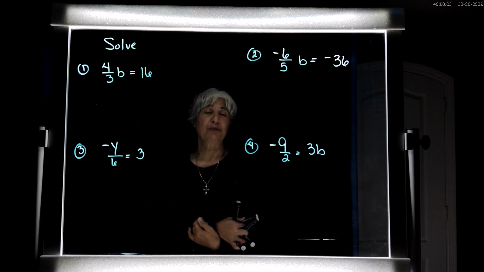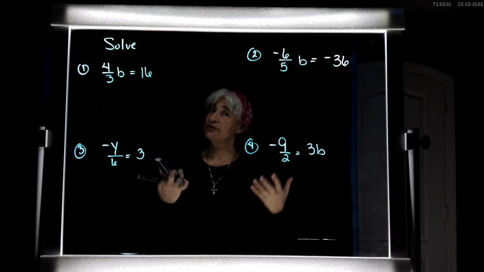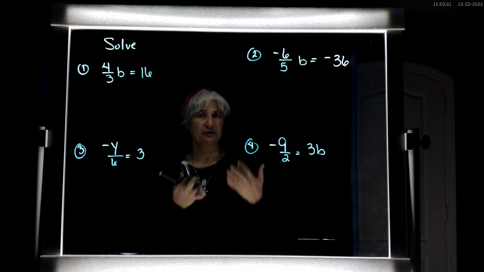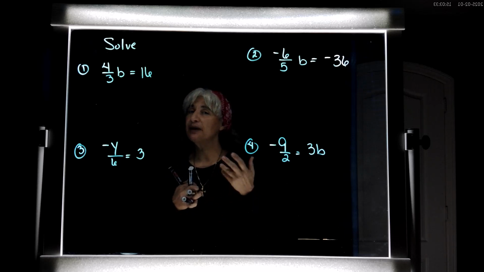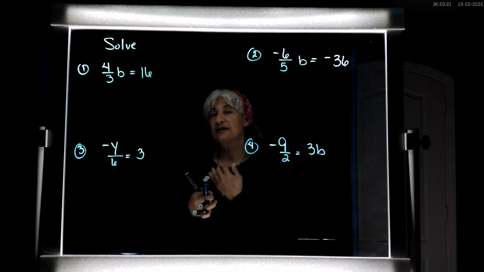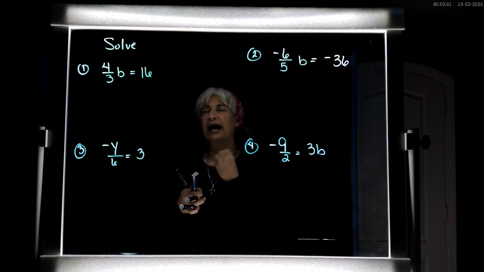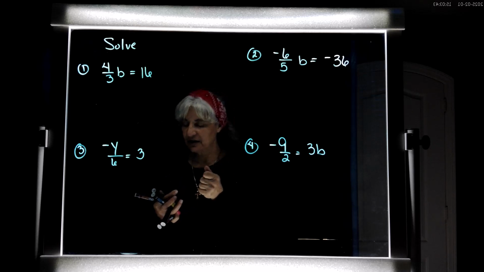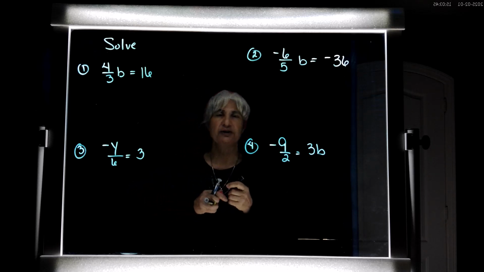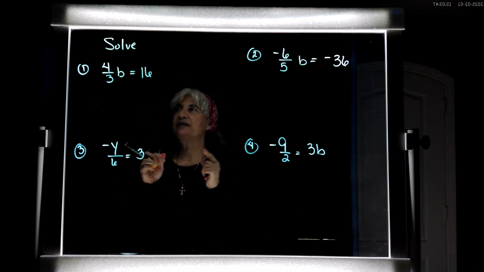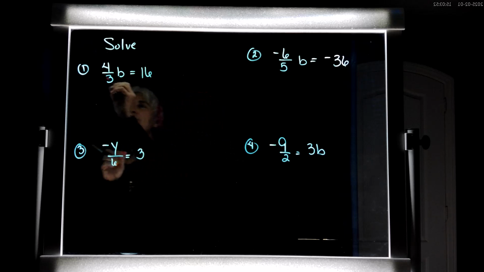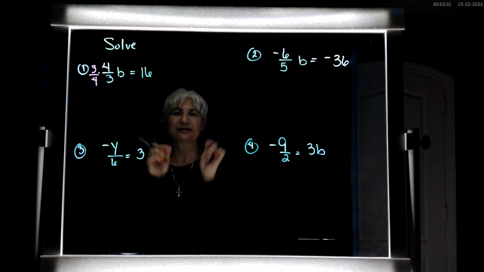So, what's the operation between the 4/3 and the b? Because we're solving for b. It's multiplication. So how do you break it? Division. But remember, we're dividing by a fraction. And as we discussed in that lecture video, how do you divide by fractions? You multiply by the reciprocal. Very good. So that means instead of dividing by 4/3, I could multiply by 3/4. Excellent. Well done.